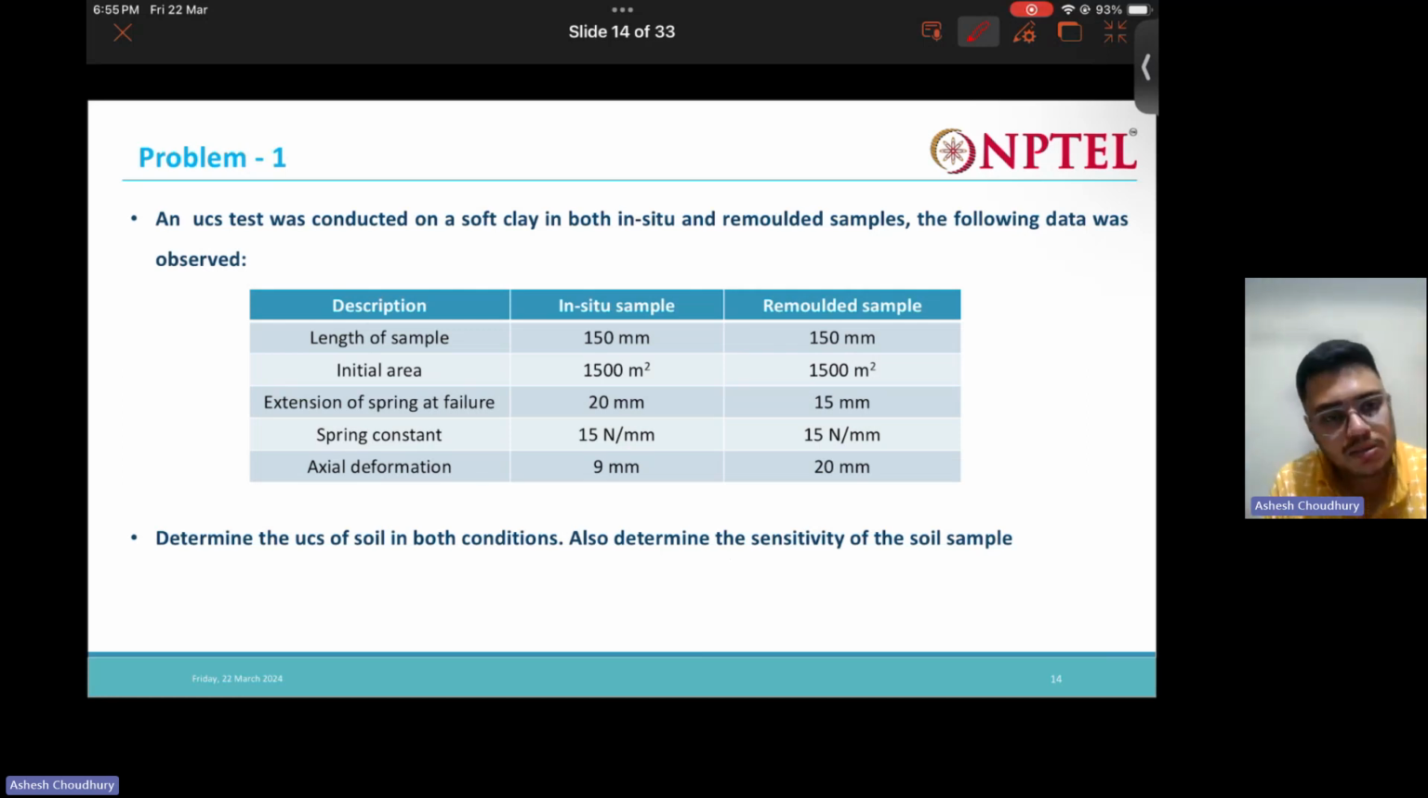Now this is very easy. Directly all the values are given: length of sample, initial area, extension of the spring as well as the spring constant, axial deformation, everything is given. Just try to find this out. Remember that you need to calculate the corrected area to calculate the stresses. Use the corrected area to calculate the stresses. So try to solve this. This is very easy actually. Just try for 2 minutes.